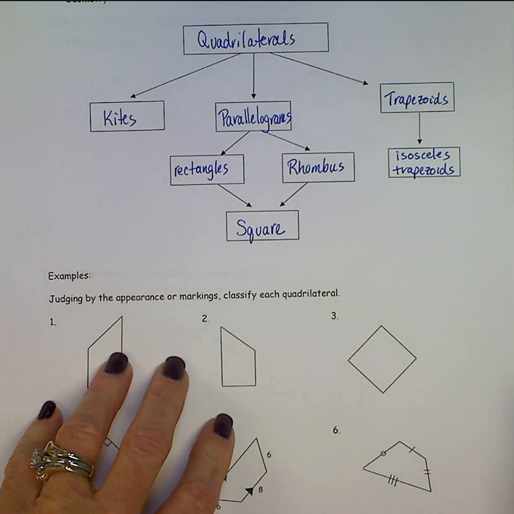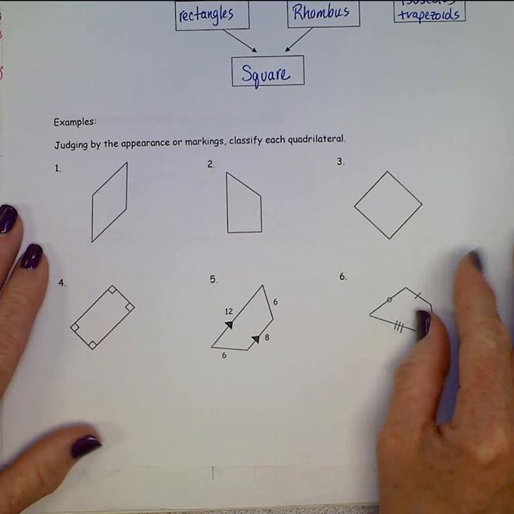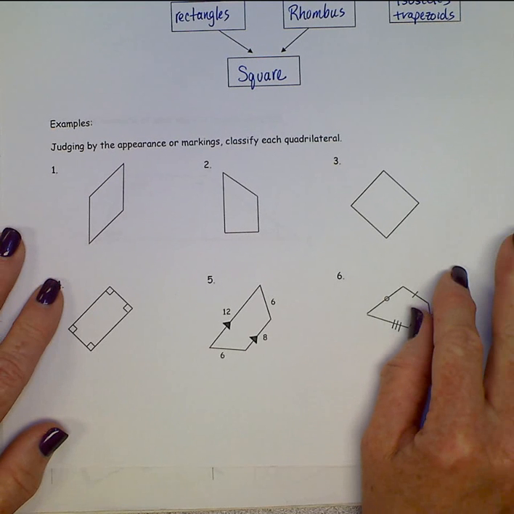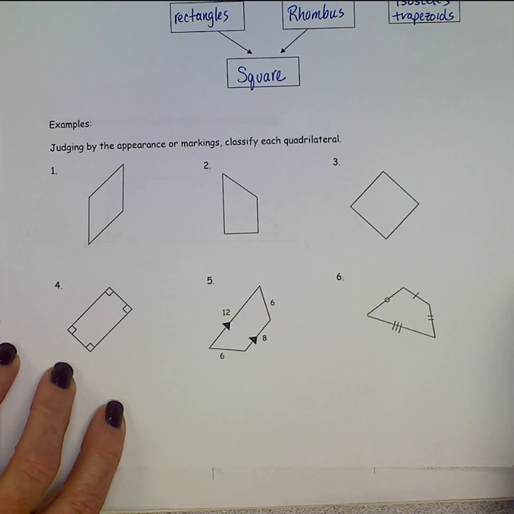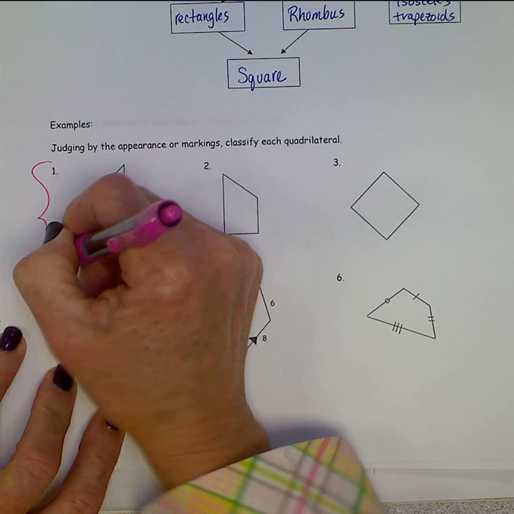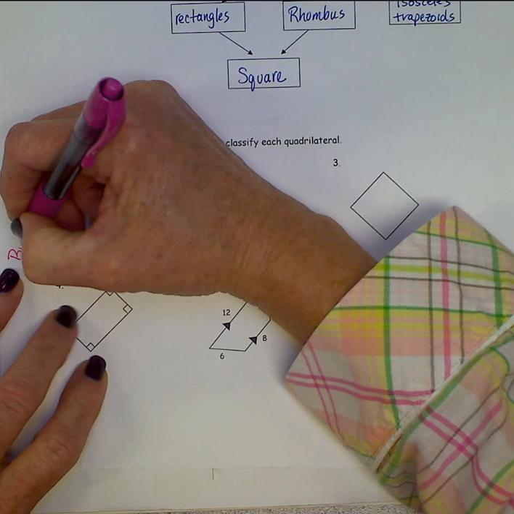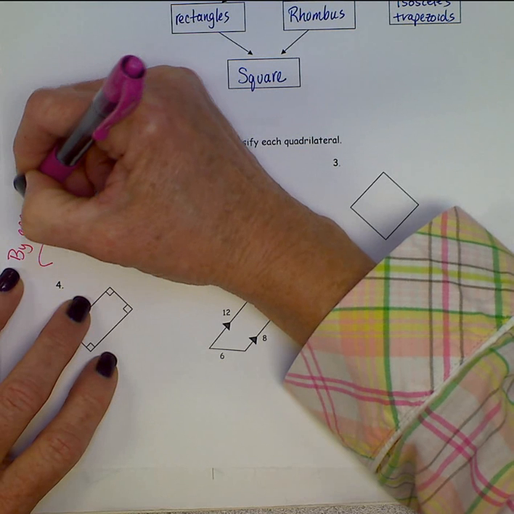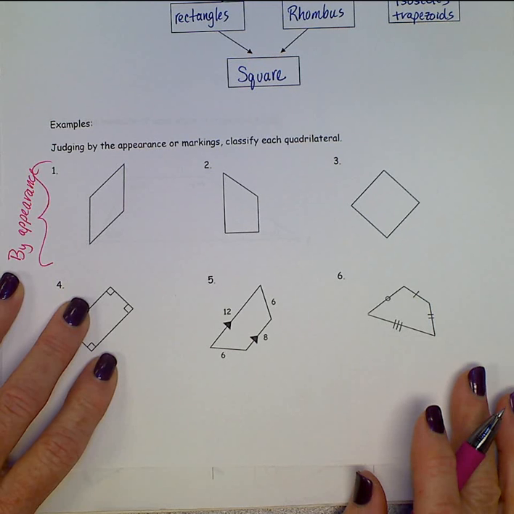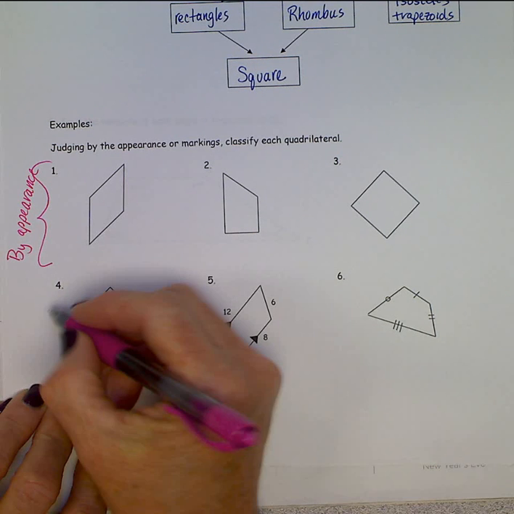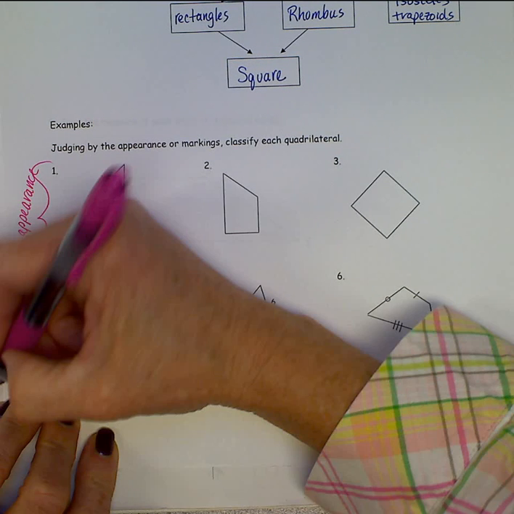All right, let's take a look at some examples. Judging by the appearance or the markings, I want you to classify each quadrilateral. So these guys right here, I want you to go by appearance. Meaning, what do they look like? What do they look like? And these last three down here, I want you to look at the markings.